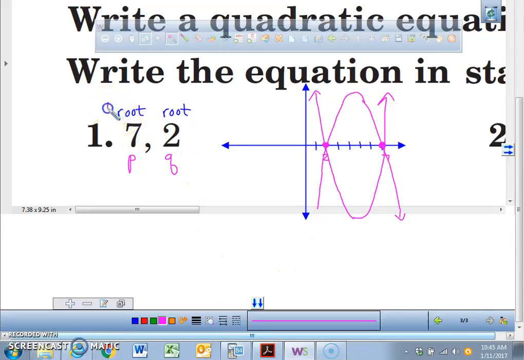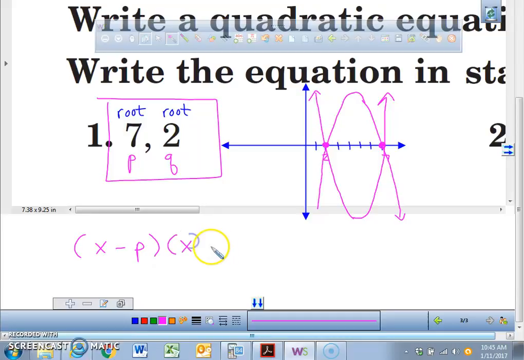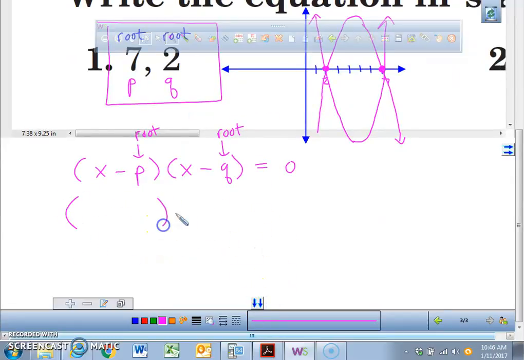So right now, everybody, this is what I want you to do. In your journal, write X minus P, parentheses. X minus Q, close parentheses, and set that equal to 0. I want you to understand this right here is a root. This right here is a root that you're plugging in.